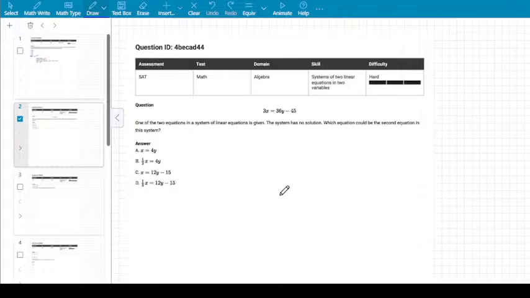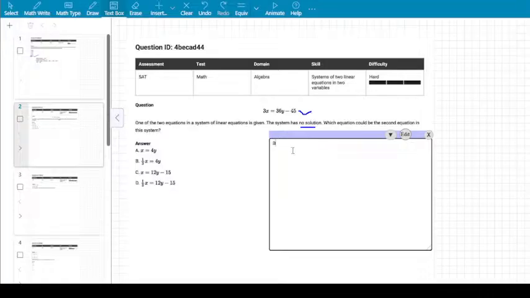So there is a pair of system of linear equations in two variables. One of them is given, which is this one, 3x equal to 36y minus 45, and the second one is not given, but we are given that the system has no solution, so we'll have to find the second equation. Here the concept is that whenever a system of linear equations has no solution, there is a condition that holds. So let us define this.